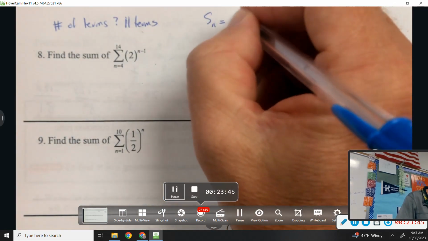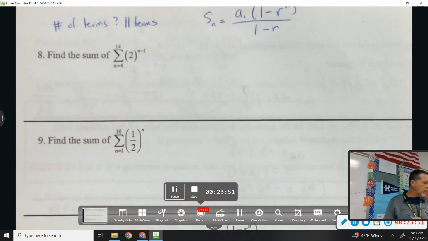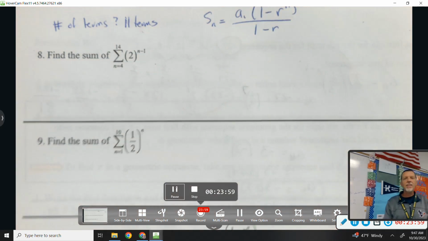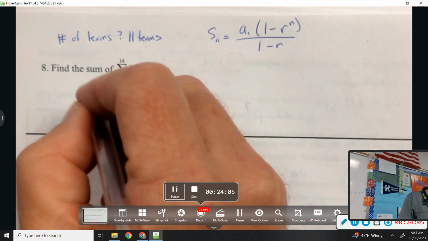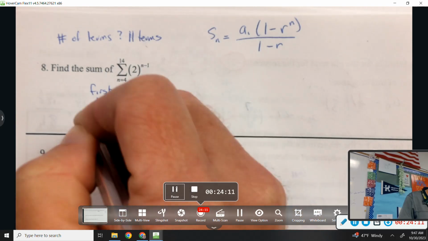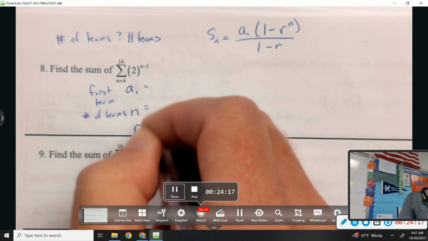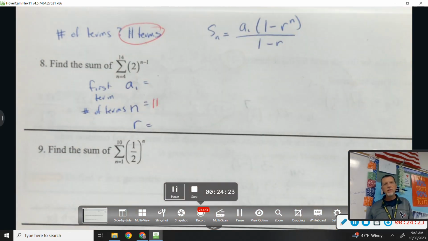Okay, that formula was A1 times 1 minus r to the n over 1 minus r. Okay, actually we will need the number of terms, so I'm glad I asked that, because n is the number of terms. So to use that formula, I need the first term, I need n, which is the number of terms, and I need r. So we already said there's 11 terms. We got that one down. 14 minus 4 plus 1. 11 terms.